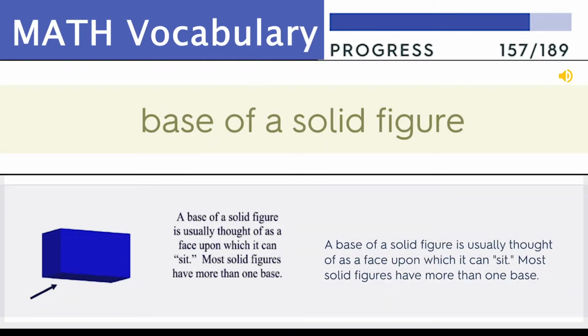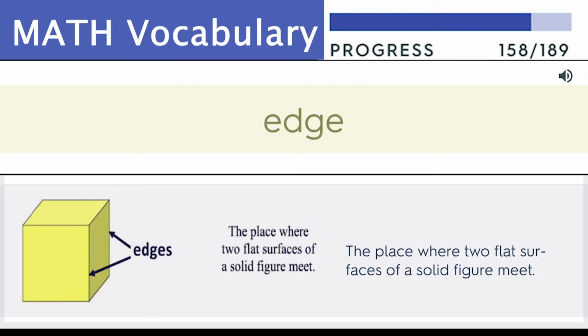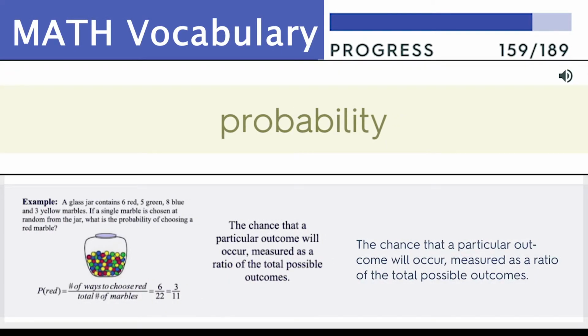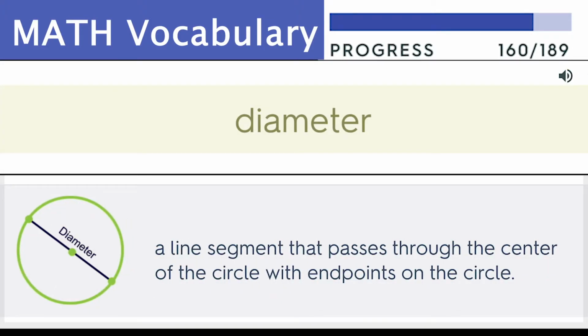Base of a solid figure. A base of a solid figure is usually thought of as a face upon which it can sit. Most solid figures have more than one base. Edge. The place where two flat surfaces of a solid figure meet. Probability. The chance that a particular outcome will occur, measured as a ratio of the total possible outcomes. Diameter. A line segment that passes through the center of the circle with endpoints on the circle.